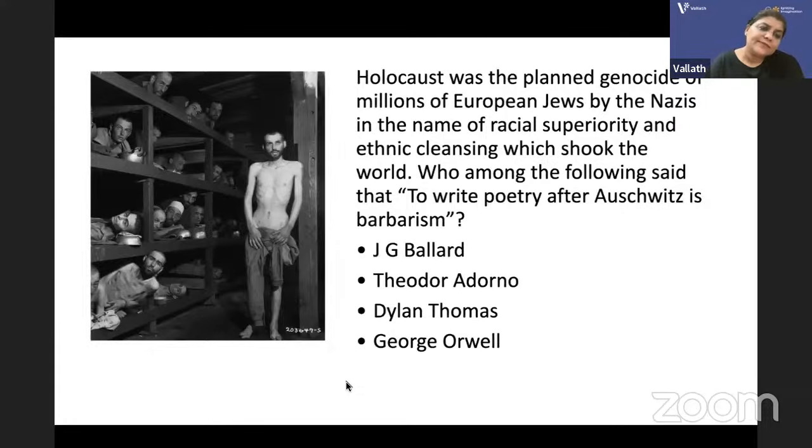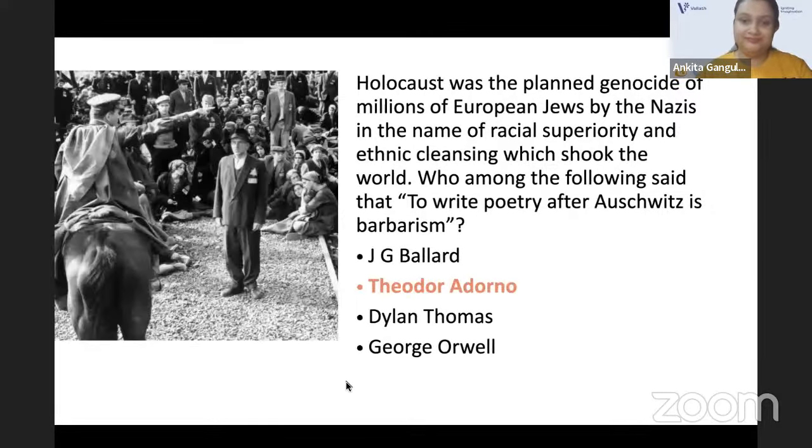Ankita, tell us. So if we think about Marxism, I think it was Adorno. Theodor Adorno said to write poetry after Auschwitz is barbarism. Adorno and Horkheimer were Frankfurt School theorists.